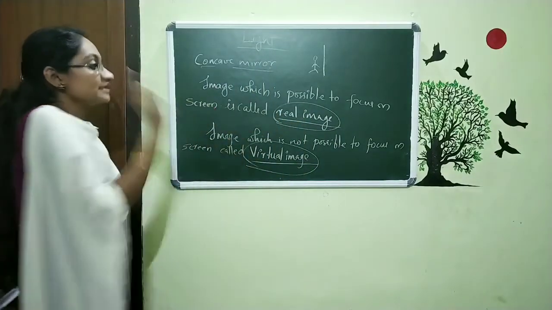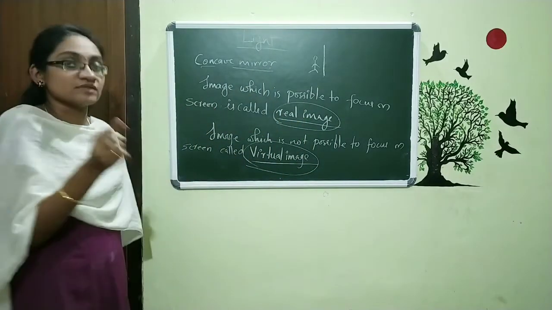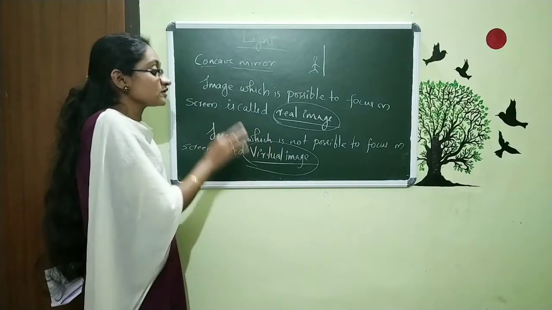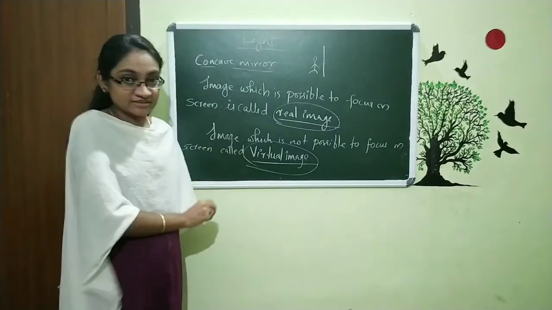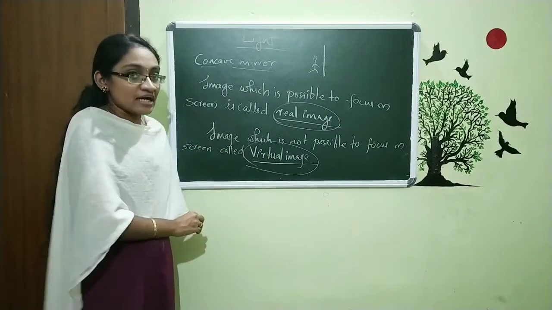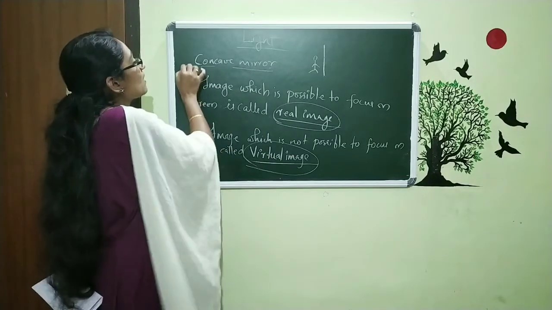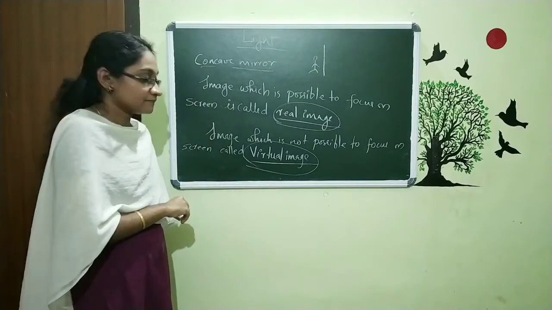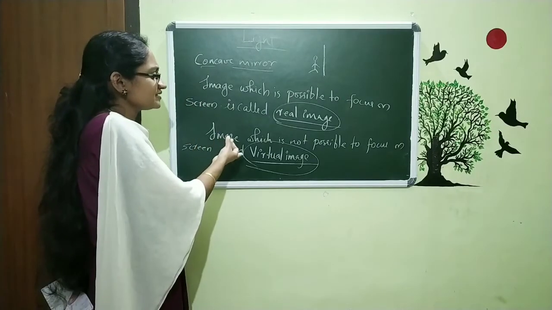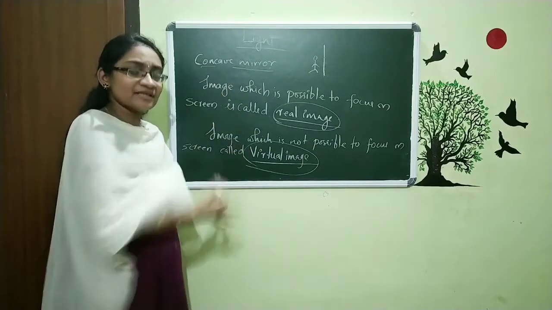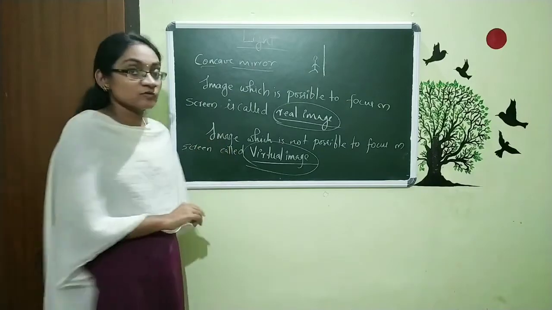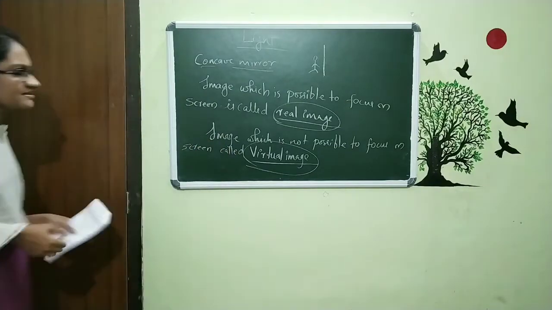Real image means the image which is possible to focus on the screen, and the image which is not possible to focus on the screen is called a virtual image. These are the two terms. I hope it's clear for you. For the concave mirror, it's a real image. And for our plain mirror, and for the convex mirror, it's a virtual image. We can discuss it later.